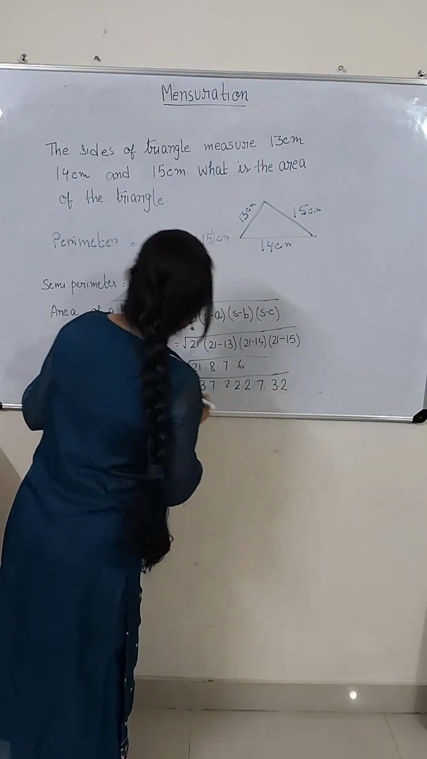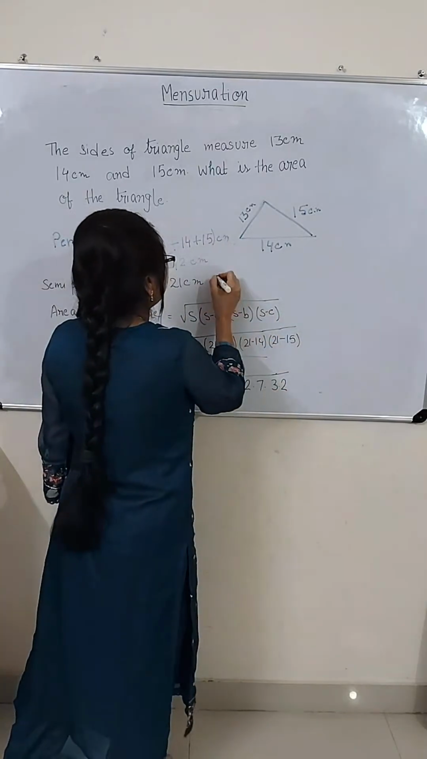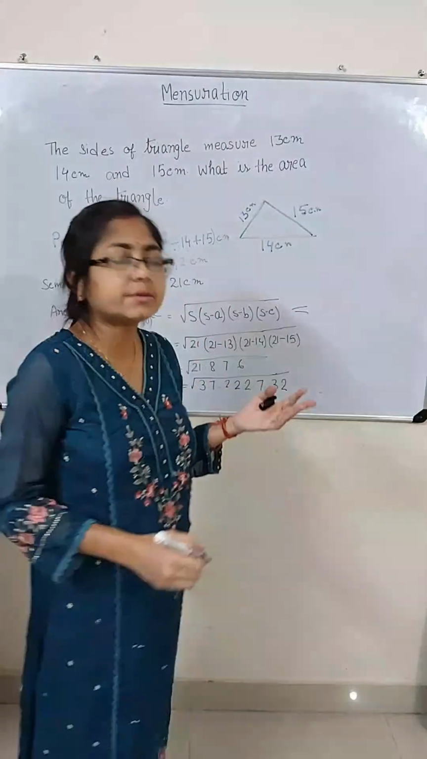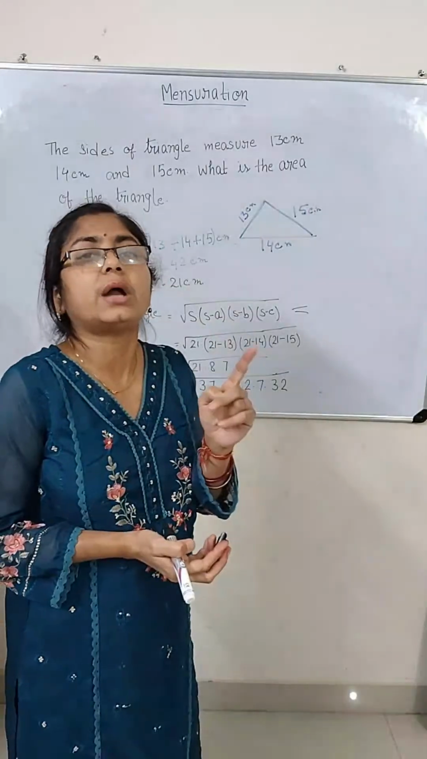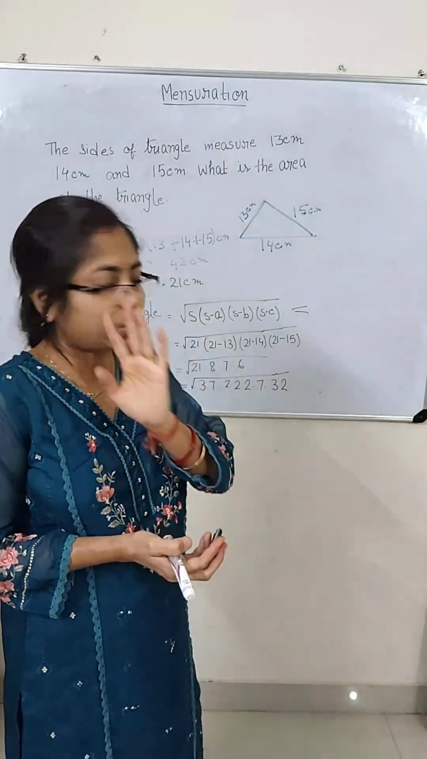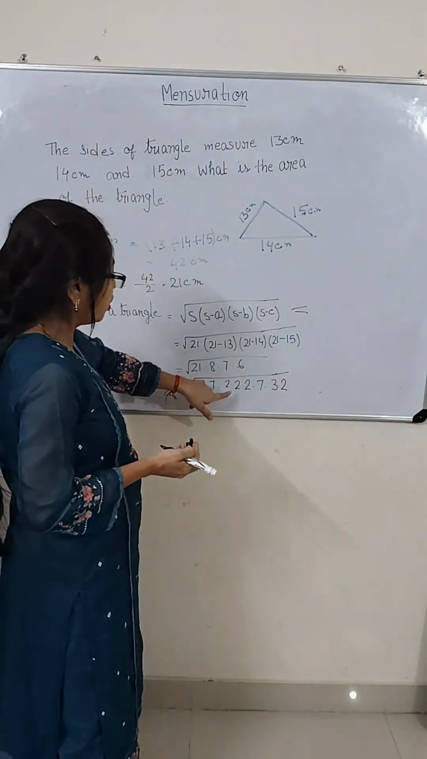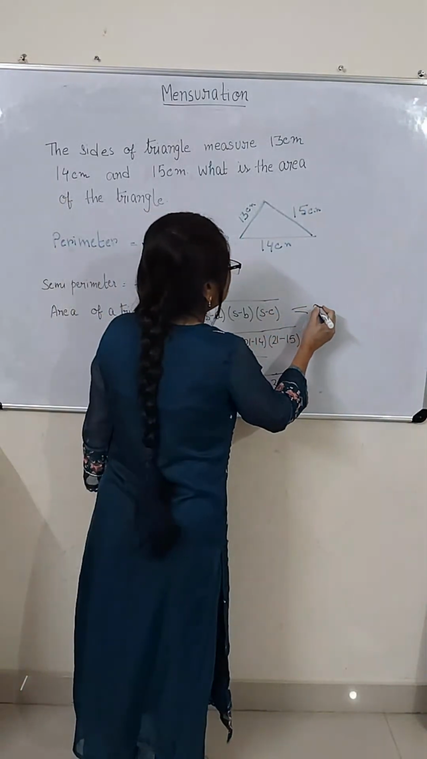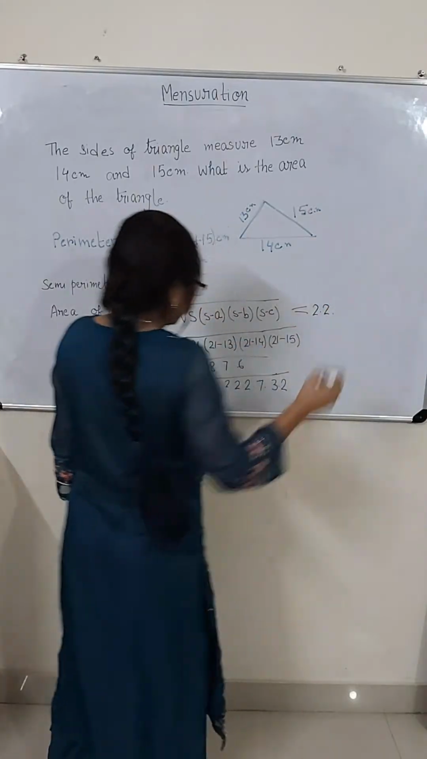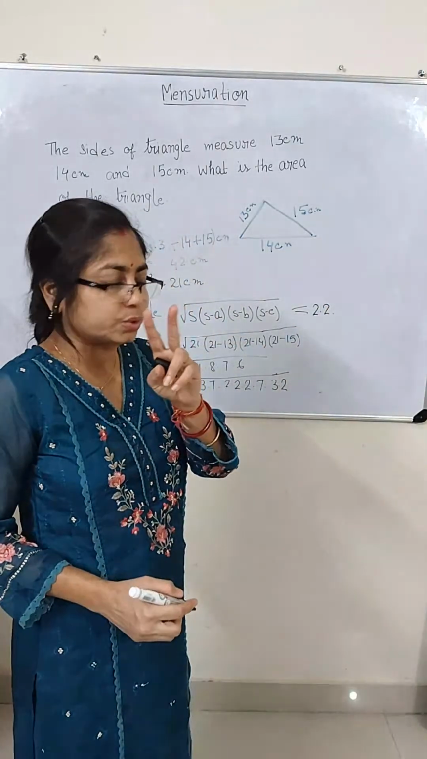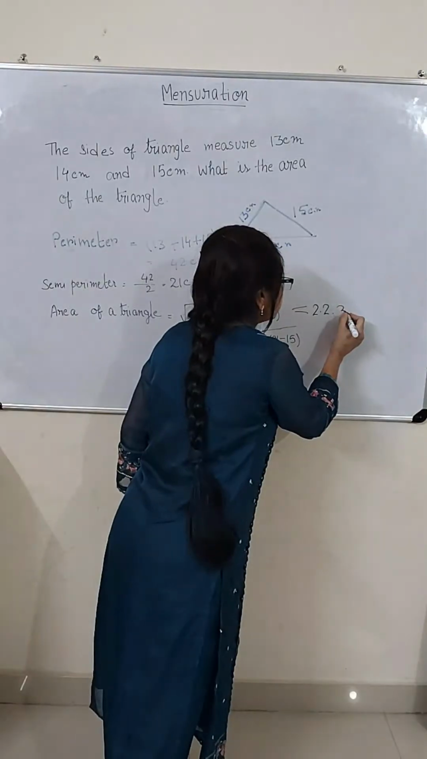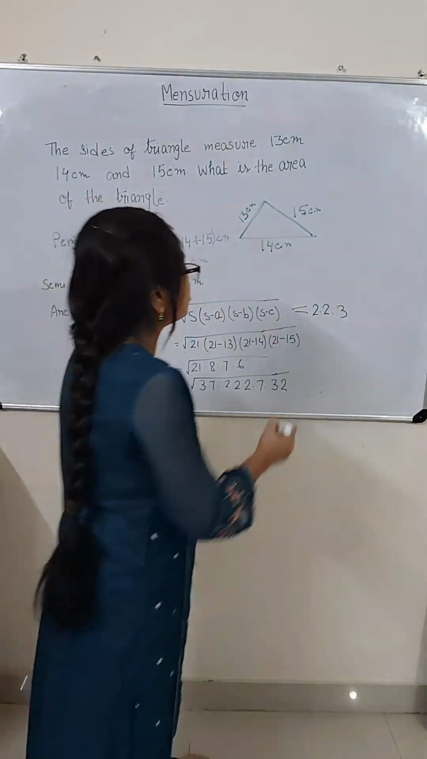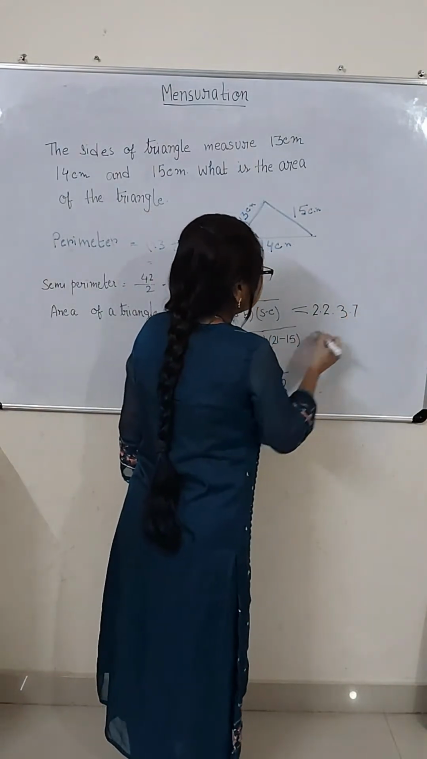Now, what I am doing, what I tell in my maths, for every two same numbers, I take only one. First I check 2. 1, 2, 3, 4. There are four 2s. So I take two 2s. Then 3. There are two 3s. So I take one 3. And there are two 7s. So I take one 7. Now multiply it.